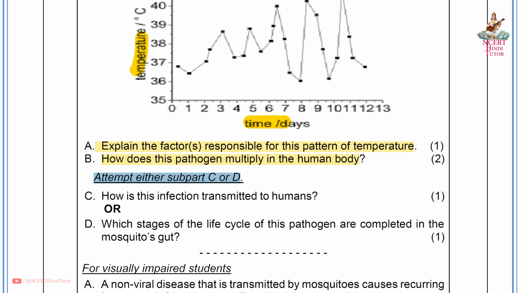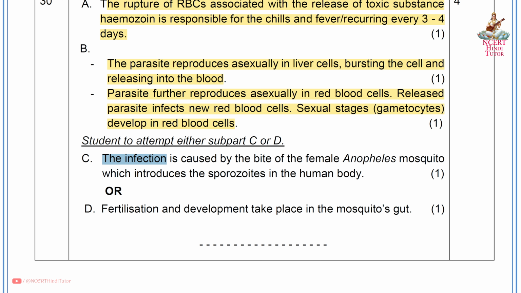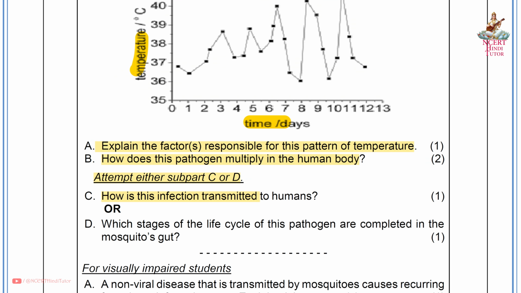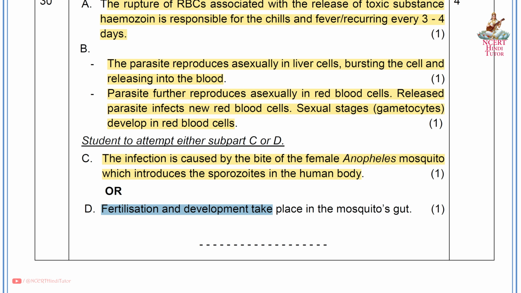Attempt either subpart C or D. C. How is this infection transmitted to humans? Answer. The infection is caused by the bite of the female Anopheles mosquito, which introduces the sporozoites in the human body. D. Which stages of the life cycle of this pathogen are completed in the mosquito's gut? Answer. Fertilization and development takes place in the mosquito's gut.